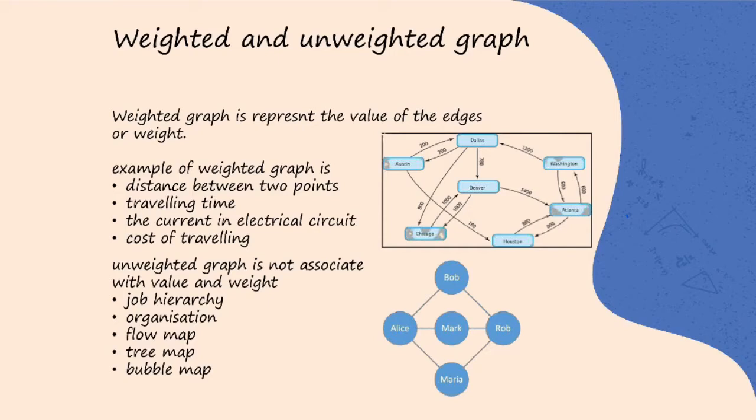So next, we are going to learn weighted and unweighted graphs. So what is a weighted and unweighted graph? A weighted graph represents a value on the edges, or weight. Examples of weighted graphs are distance between 2 points, traveling time, the current in an electrical circuit, cost of traveling, while an unweighted graph is not associated with value or weight, like job hierarchy, organization, flow map, tree map, and bubble map.